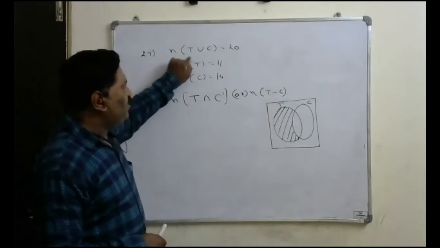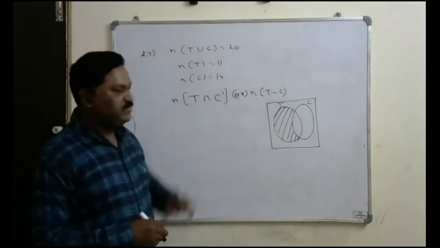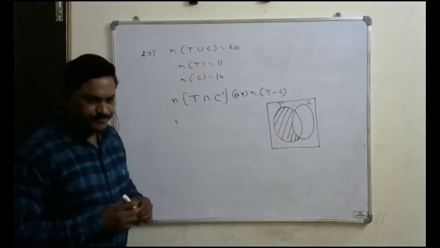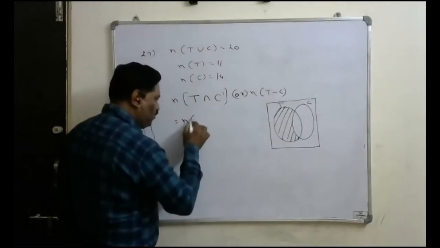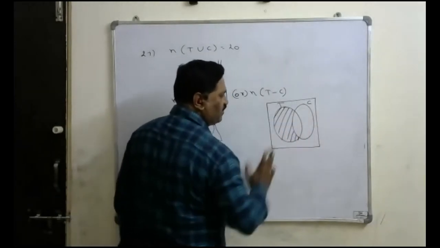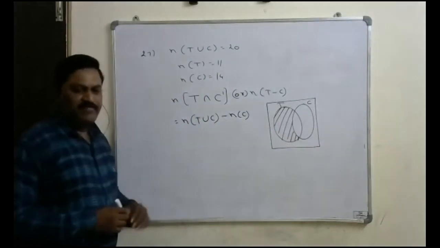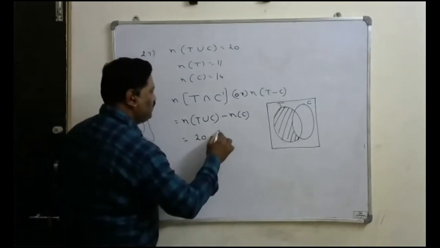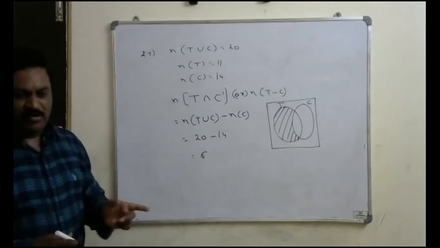Since here we know N of T union C, now tell me, how do you represent this area with respect to T union C? T union C means the total area. From that, if I subtract this C part, we get N of T union C minus N of C. So N of T union C was given as 20, minus N of C, which was given as 14. So 6 members will like tea only but not coffee. This is the answer.